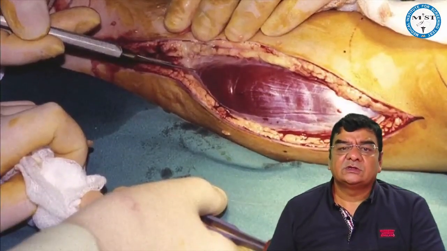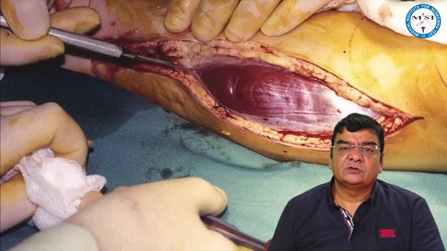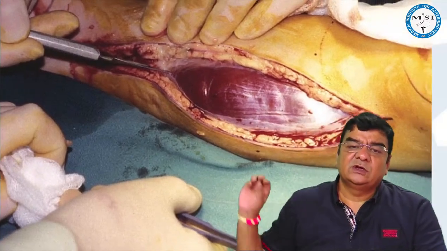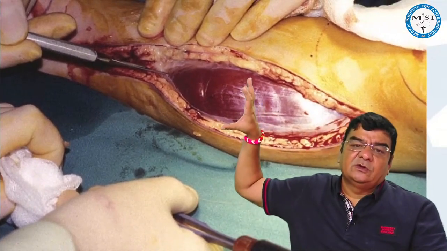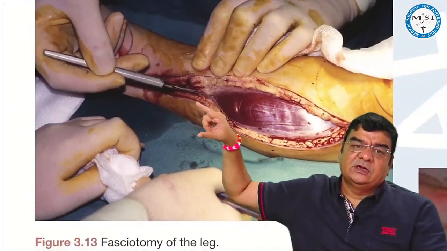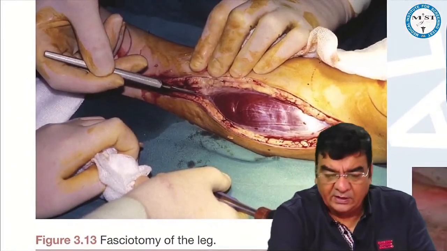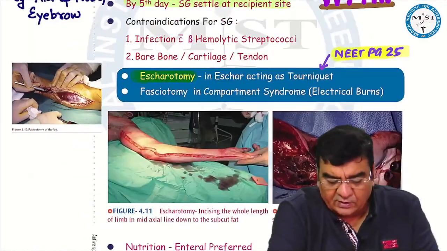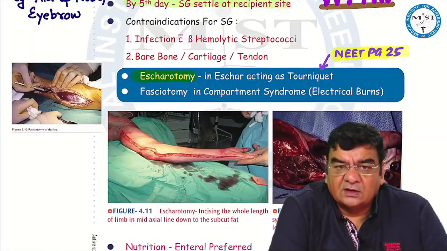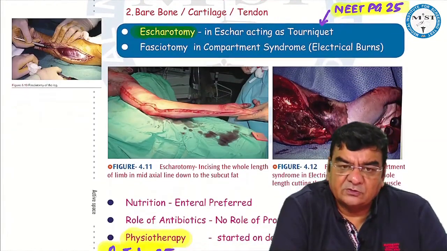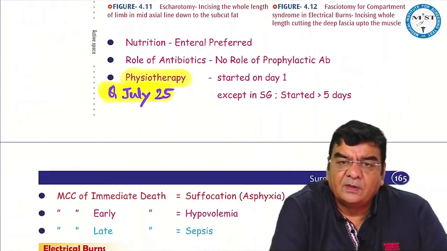We are not just cutting the skin, we are cutting the subcutaneous tissue along with the fascia, so that the muscle which was under pressure, now the pressure has gone, and the chances of gangrene to the distal part will be less. So we can do a scarotomy in a scar when it is acting as a tourniquet. We can do fasciotomy in compartment syndrome, especially in electrical burns.